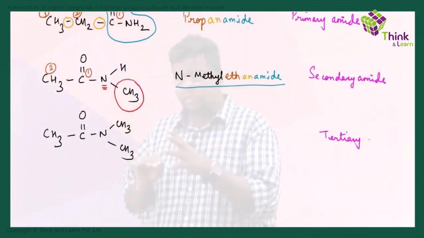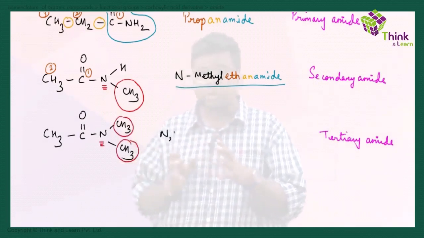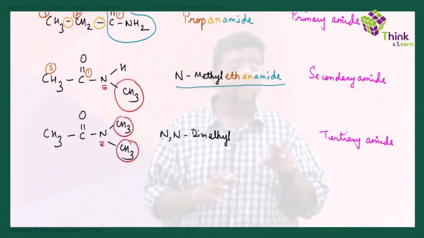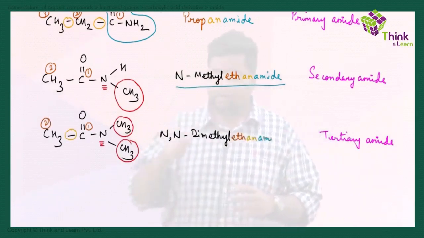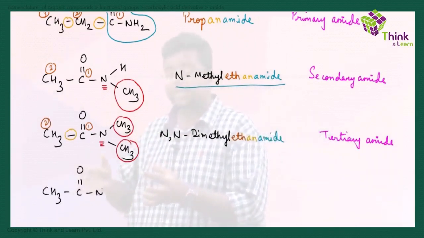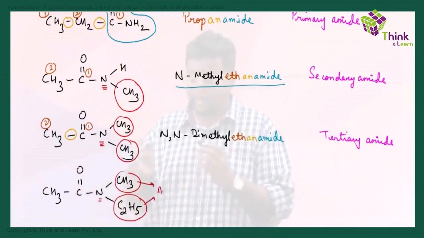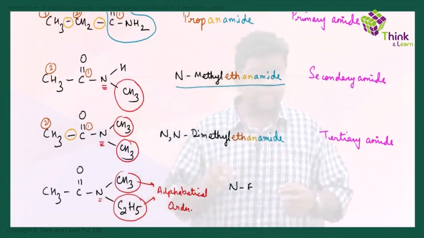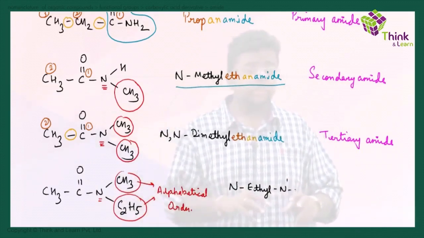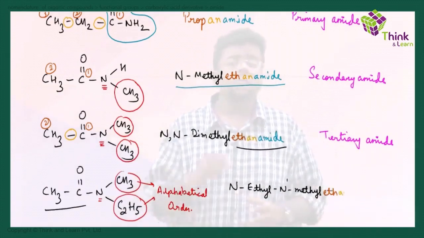Now, this tertiary amide, because two methyl groups are connected directly to nitrogen, the name becomes N,N-dimethyl, two carbons, ethanamide. And if I take one more example, the example looks something like this, where two different substitutions are there on nitrogen, and in that case, you just do the alphabetical order. So this becomes N-ethyl, N-methyl ethanamide, and that is all for the amide group.